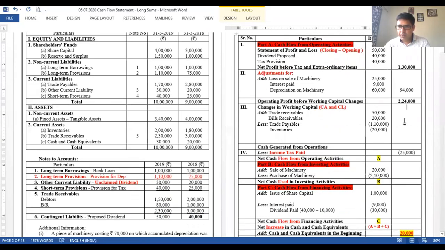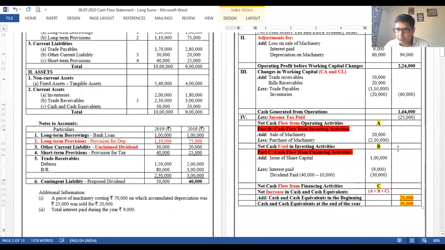Okay, now the amounts to be added and deducted over here. 130 minus 70, it's negative 60,000, right? So 224 minus 60. 224 minus 60 will be 164, right? Now out of 164, if I deduct 25,000, that will be 1,39,000. Okay, the 139,000 is cash flow from operating activity.